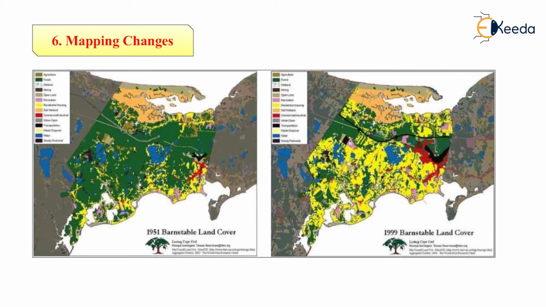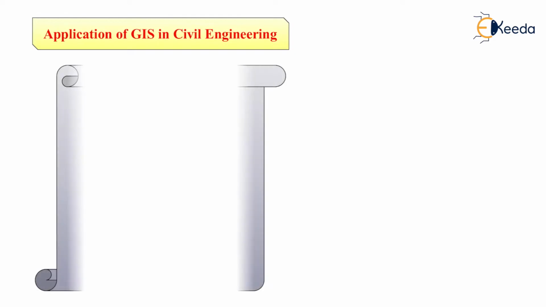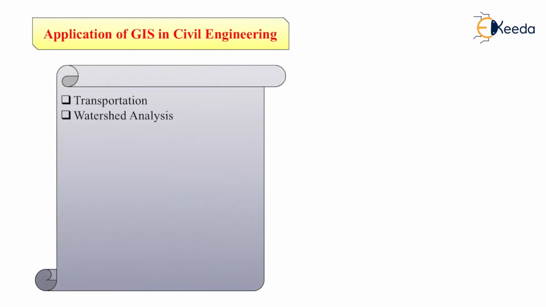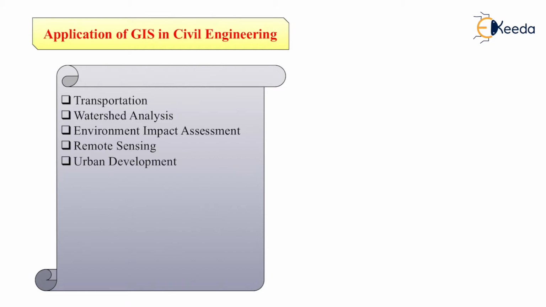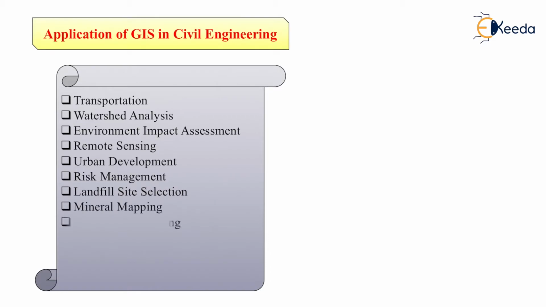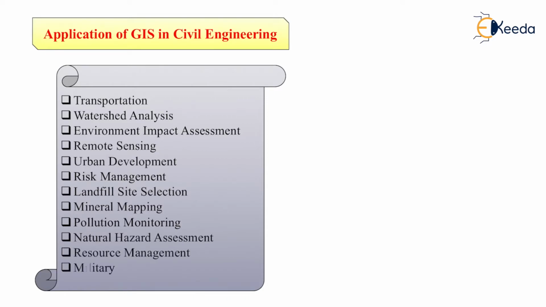Now let us discuss some applications of GIS in actual civil engineering. We can use it for transportation, watershed analysis, environment impact assessment, and remote sensing. We can use it for urban development as well as for risk management, landfill site selection, then mineral mapping, pollution monitoring, as well as natural hazard assessment and resource management, and lastly for military use also. So let us discuss some important applications, first in transportation engineering.